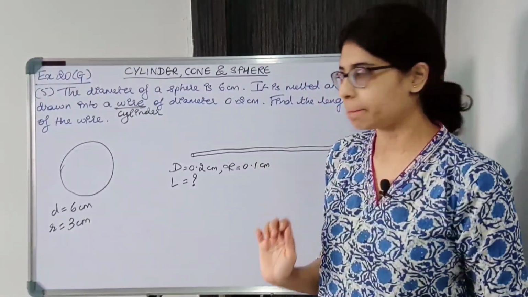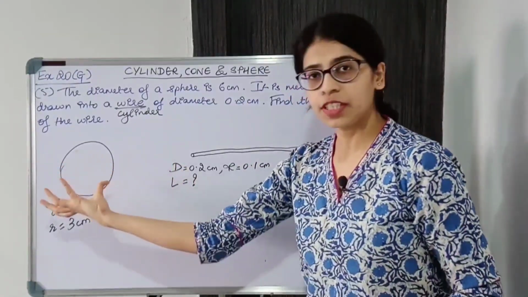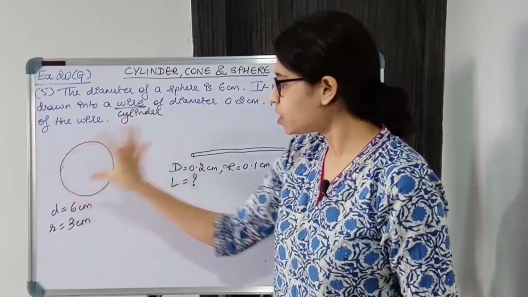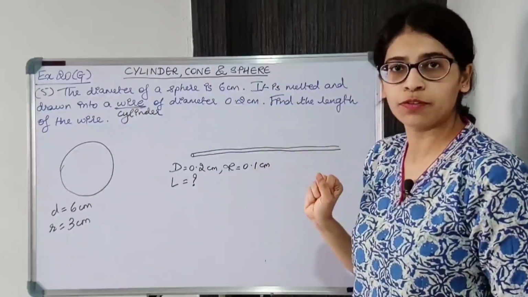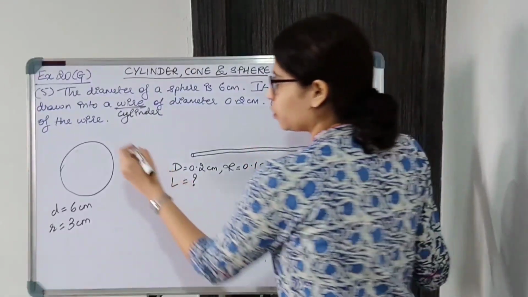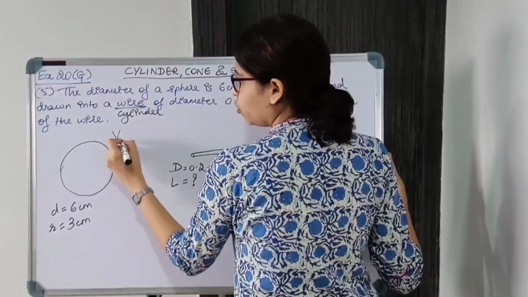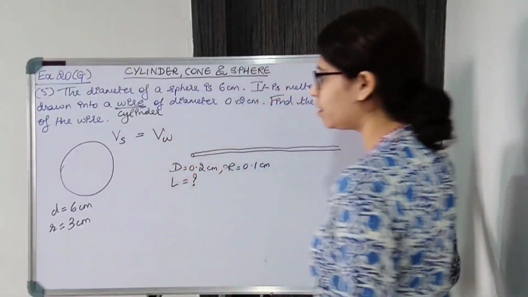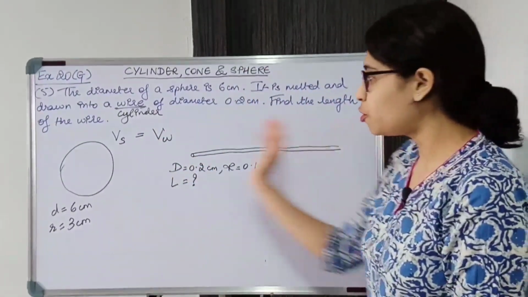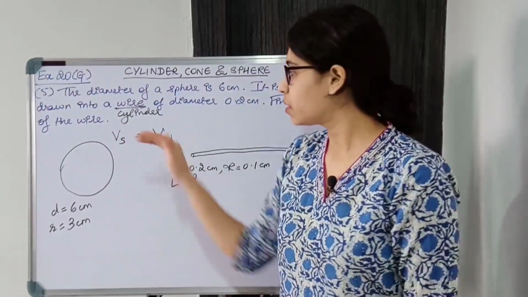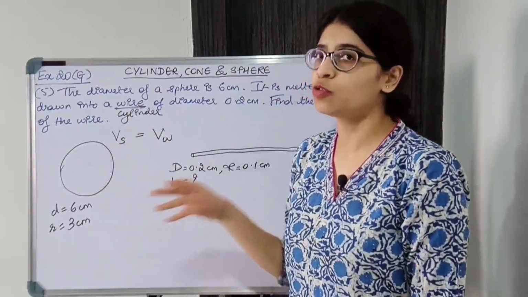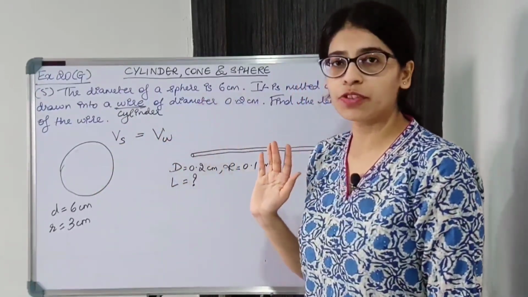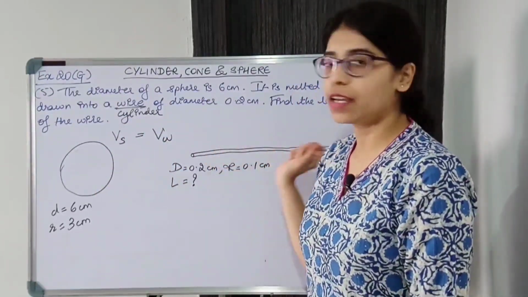ठीक है. Now this sphere is melted to form this wire. Okay, मतलब volume of this sphere is equal to the volume of the wire. So sphere का जो volume है that is equal to the volume of the wire. We have to just substitute the formula. ठीक है. Volume of sphere क्या हो जाएगा 4/3 pi r cube. I know r, so I can easily find the volume. Coming to volume of the wire, it is pi r square h.